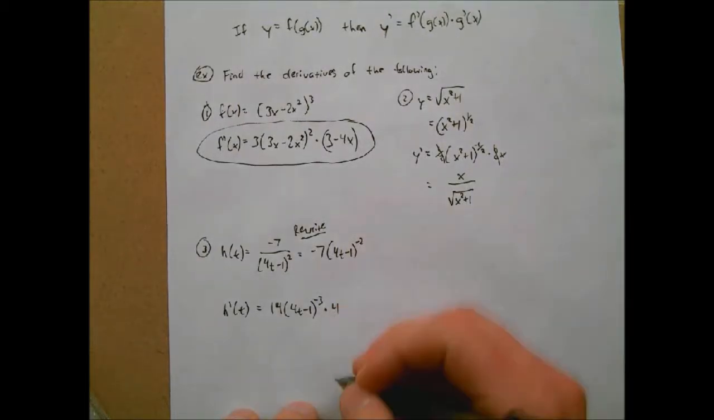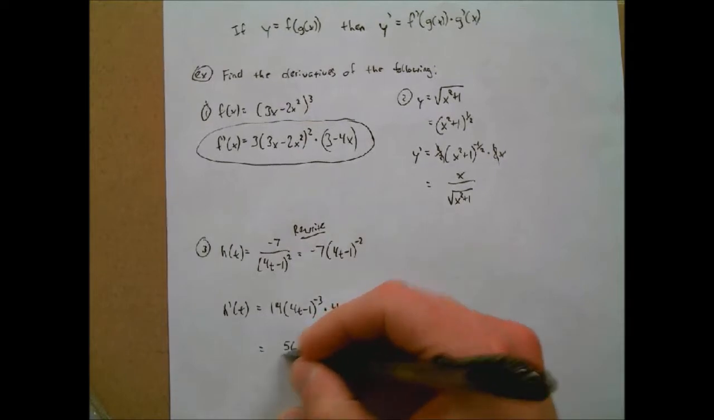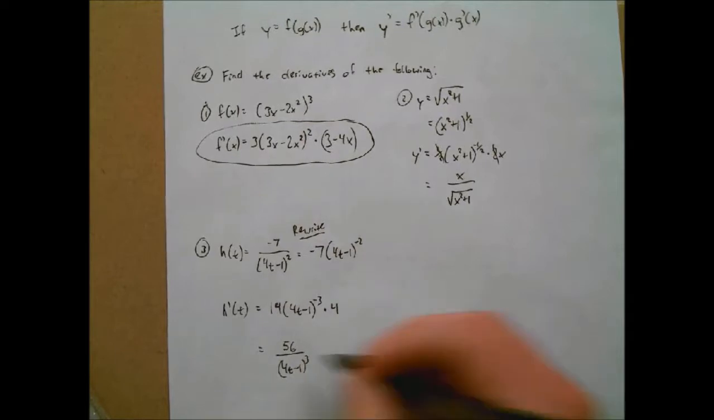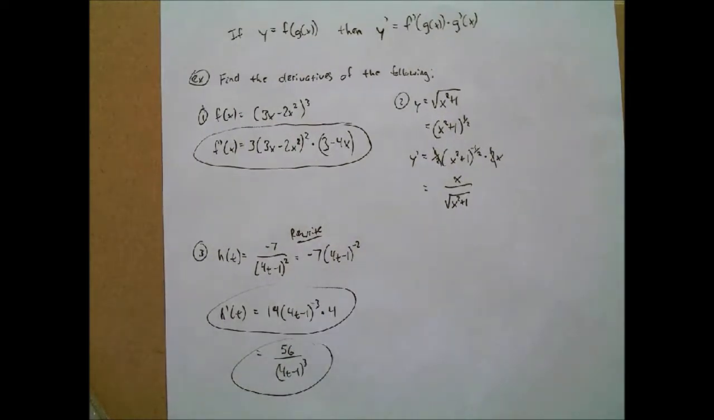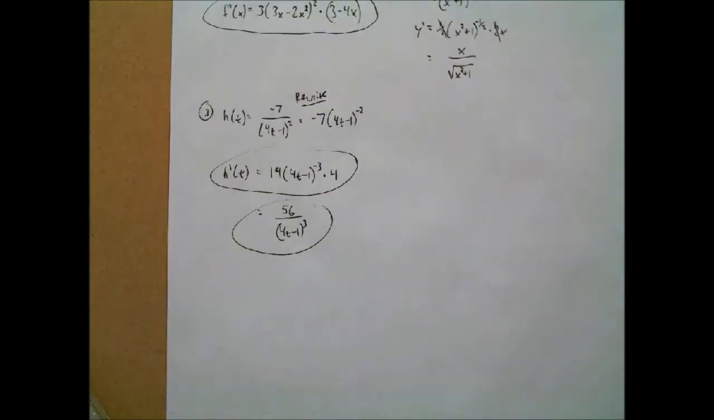Okay? And so again, if you want to multiply it out, you would get what? 56 over 4t minus 1 to the third, if you want to simplify it a little bit. But that's okay too. Where's the 56 from? 4 times 14. 28, and then 28, 28 is 56. Okay?